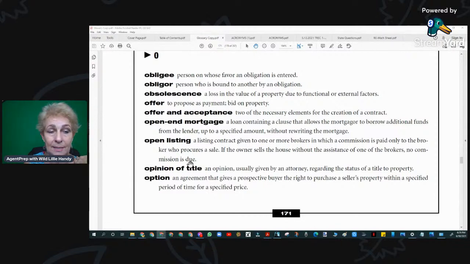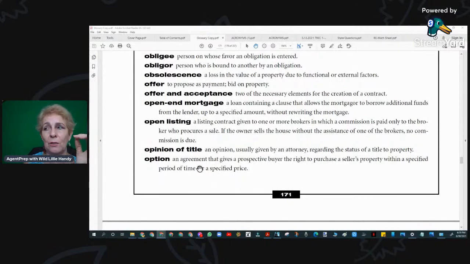So in an open listing, we as realtors, what do we do? We start marketing a property, right? Because we want to attract a ready, willing, and able buyer. However, we could be doing a lot of work, so could other realtors, and we don't end up making anything unless we bring the buyer.